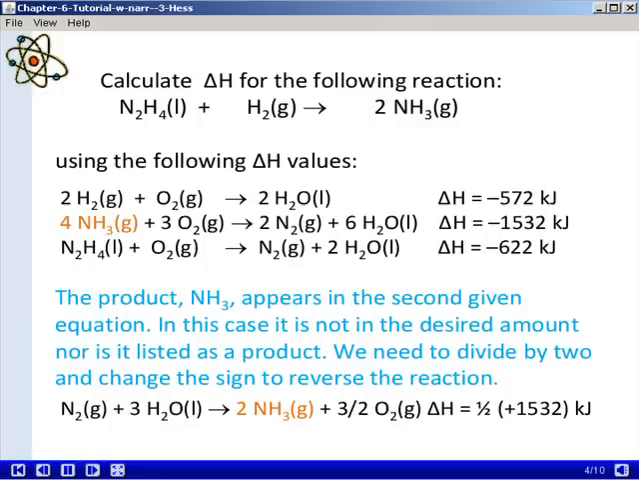The product in our reaction, NH3, ammonia, appears in the second equation, but in this case it's neither in the desired amount, that is, it has the wrong coefficient. It has a coefficient of 4 rather than 2, which is what we want, nor is it listed as a product. It's listed as a reactant in that second equation, and we want to get it on the right side as a product. So we not only have to divide the equation by 2 to get the right coefficient, but we have to change the sign and reverse the reaction. So we're reversing the reaction around, going from left to right instead of right to left, and we're changing the sign on the corresponding value of delta H.